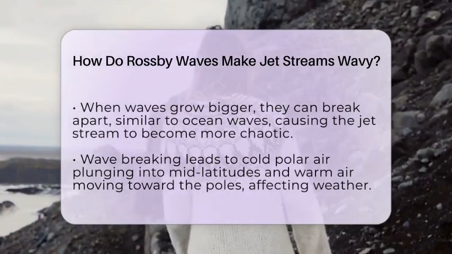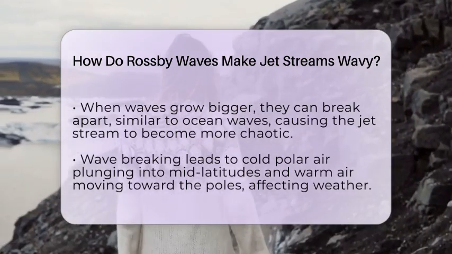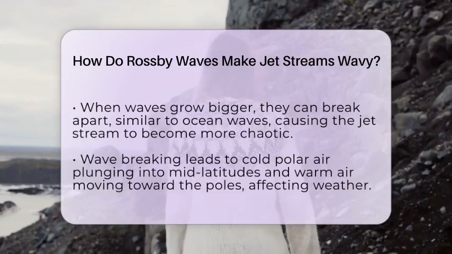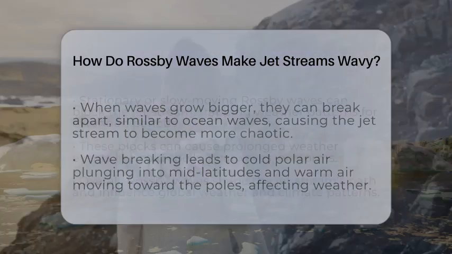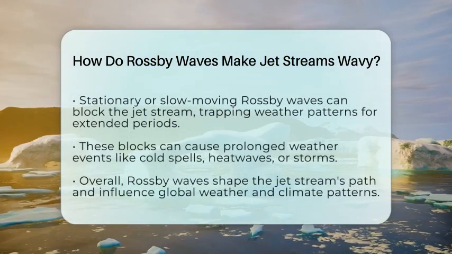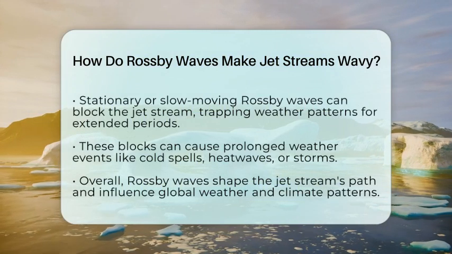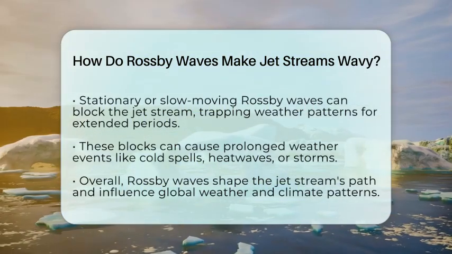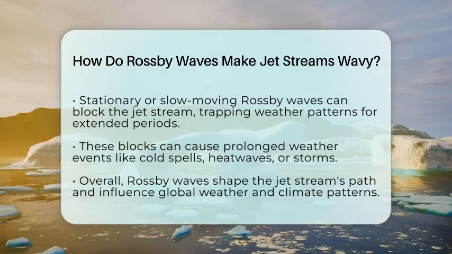This wave breaking can cause cold air from the poles to plunge down into mid-latitudes, bringing cold spells from the polar regions. At the same time, warm air can be pushed toward the poles, affecting the climate in those areas. When Rossby waves become stationary or move very slowly, they can block the usual flow of the jet stream. These blocks can trap weather systems in place for days or weeks, leading to prolonged cold, heat waves, or storms.